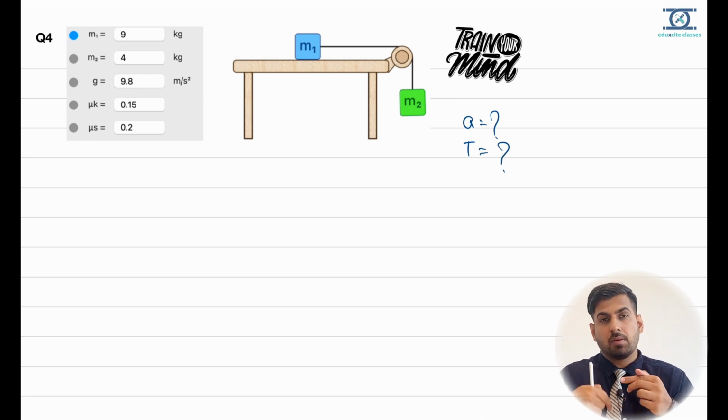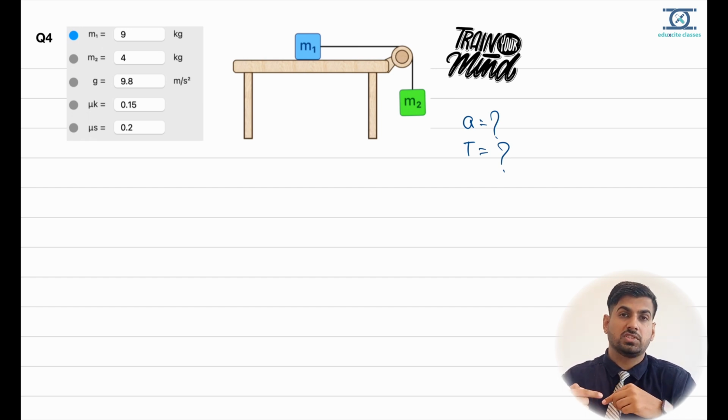The upcoming questions will also be the same type of question, where you have to find out the acceleration of each block and the tension in the rope. Okay, so pause the video and try to solve.